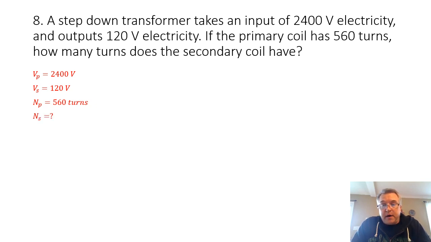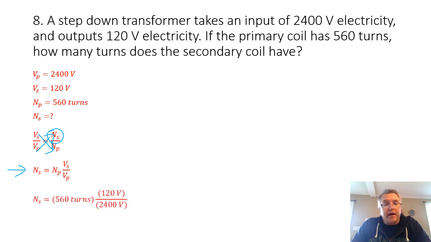So using my transformer formula, I know that the ratio between the secondary voltage and the primary voltage is equal to the ratio of the number of turns on the secondary coil to the number of turns on the primary coil. As we do with all of these, we are going to cross multiply. And when we solve for the number of turns on the secondary coil, I'm going to have NS equals NP times VS over VP. Plug in my known values for that equation, and I'm going to have the number of turns on the secondary coil is equal to 28 turns.